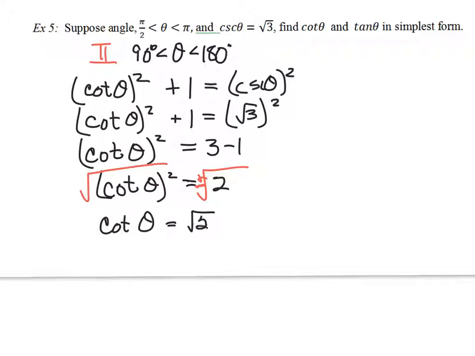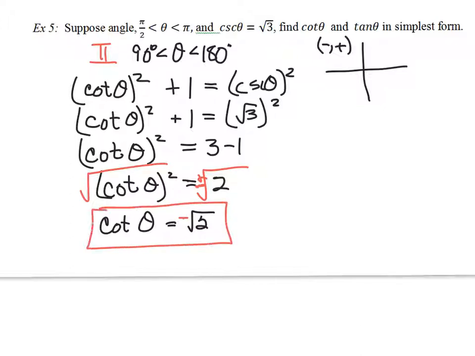Now let's think right away about our quadrant here. Since I'm in quadrant number 2, my coordinates, my x is negative, my y is positive. The cotangent is equal to the cosine over the sine. Cosine is negative divided by sine is positive, so that tells me that cotangent in quadrant number 2 should be negative. So here's my first answer, cotangent negative radical 2.